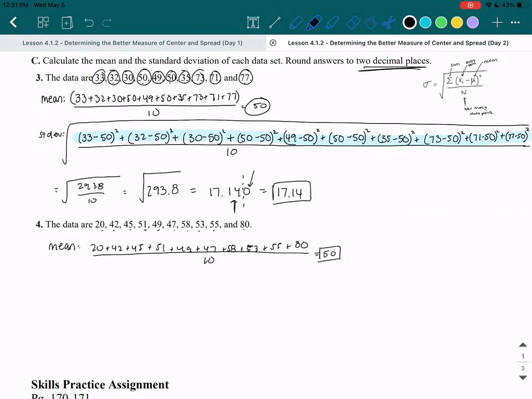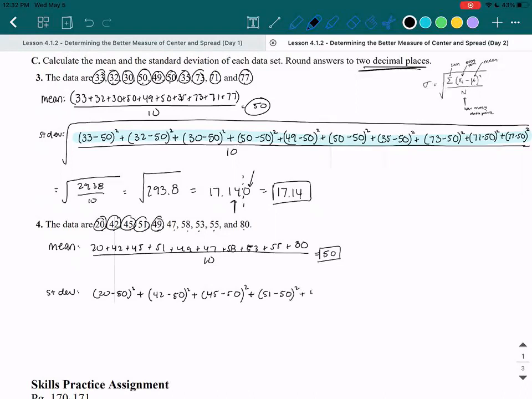So the standard deviation, which I don't want to write the entire thing up, well, we're going to have the square root of every number minus the mean. So let's write it out. First number is 20. We're going to subtract the mean, which is 50, and you're going to square it. To that, you're going to add the next term, which is 42 minus the mean, which is 50, squared. And again, 45 minus 50 squared. And then again, 51 minus 50 squared.